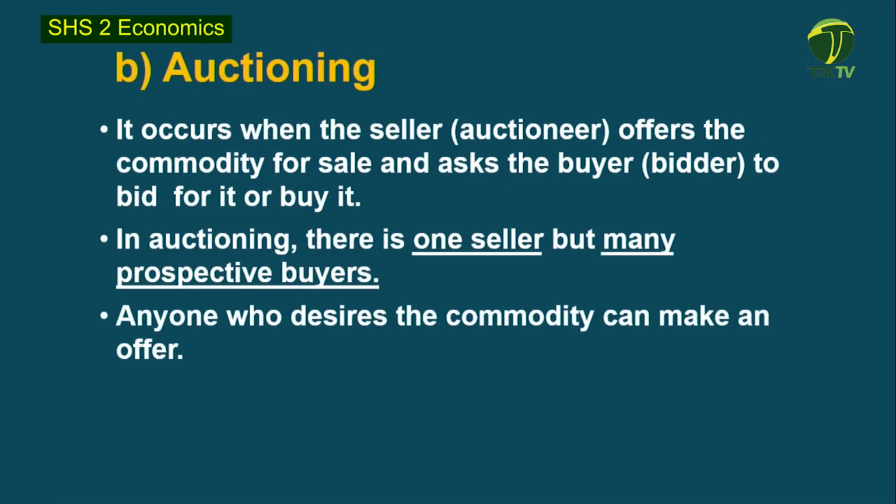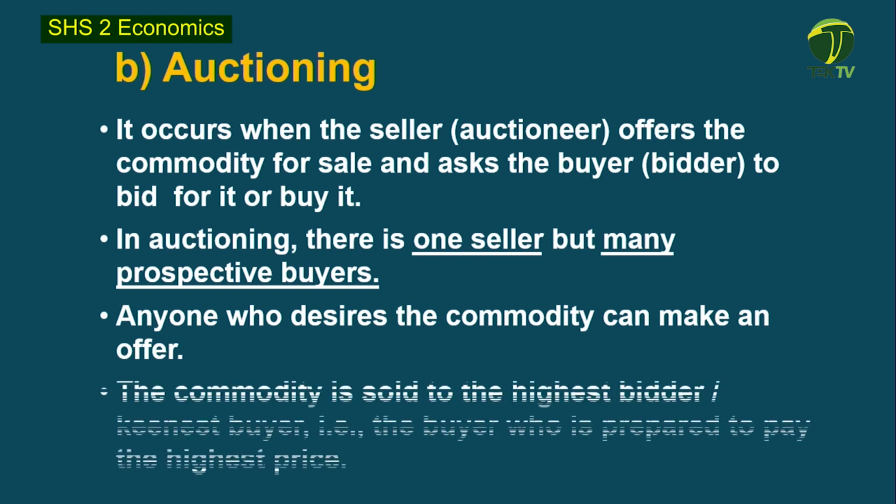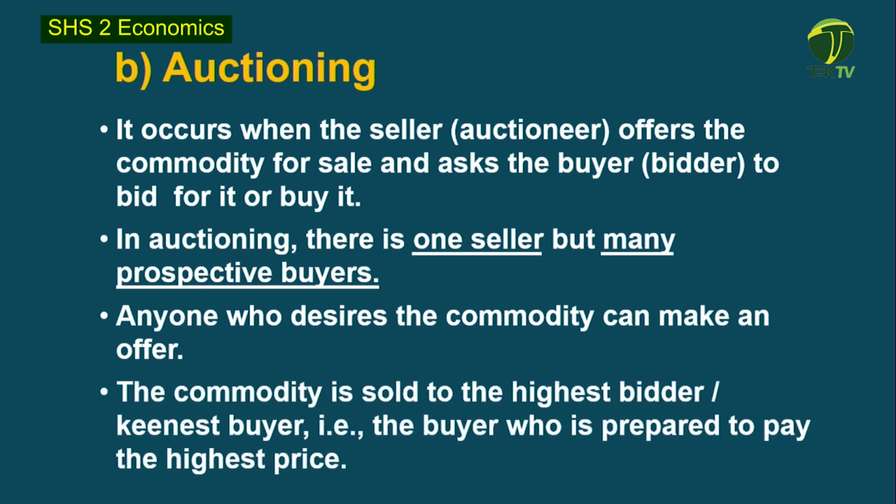Now, in auctioning, anyone who desires the commodity can make an offer. So it doesn't matter whether you are rich or poor. As long as you have the ability to purchase the commodity, you are given the right to make an offer to buy that particular commodity. However, the commodity in question is supposed to be sold to the highest bidder, or what we normally call the keenest buyer. And who is the keenest buyer? The keenest buyer in this instance is the buyer who is prepared to pay the highest price.